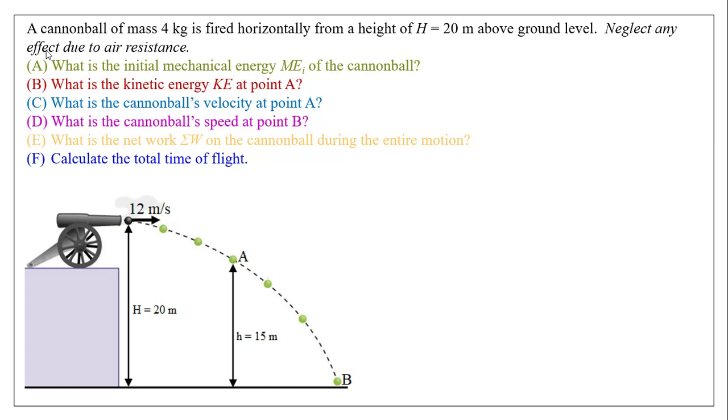In this particular problem, we have a cannonball of mass 4 kilograms that is fired horizontally from a height of 20 meters above ground level. It says to neglect any effect due to air resistance. There are parts A, B, C, D, E, and F. If you need to pause it, read it for yourself. Other than that, I'm just going to crack it.